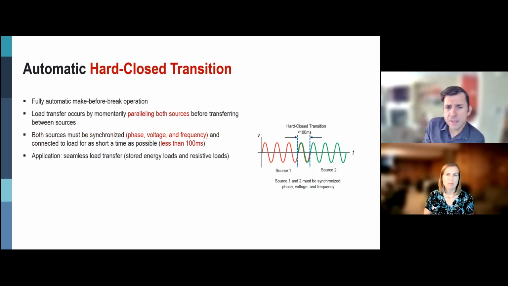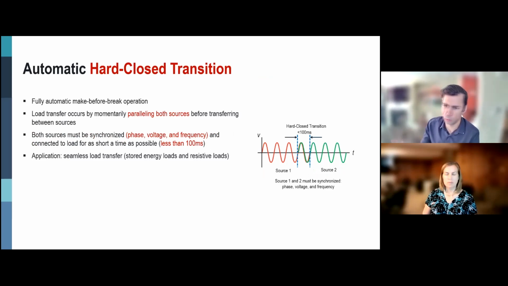The hard close transition. So we talked about open transition. Now we'll move into close transition. It's called hard close transition. The reason it's called hard is because it's less than 100 milliseconds. So we parallel both sources, source 1 and source 2, for less than 100 milliseconds. This is what the code, this is what utilities tell us to do, and this is what UL 1008 is typically tested for.